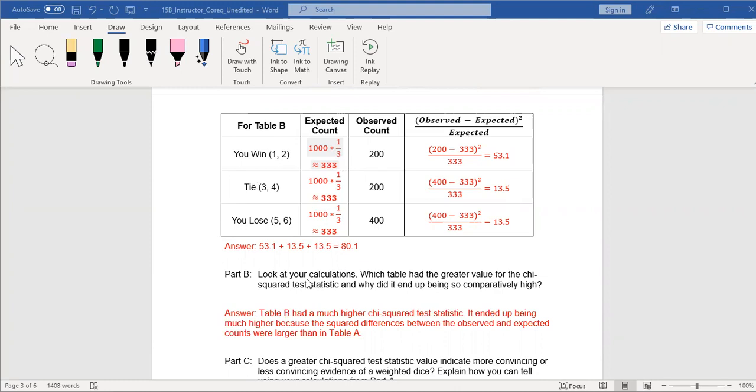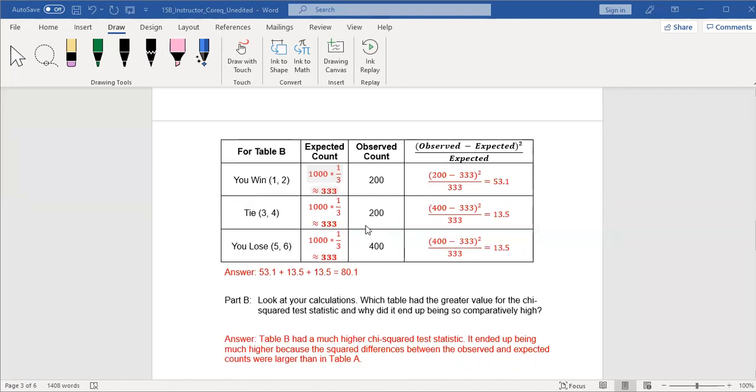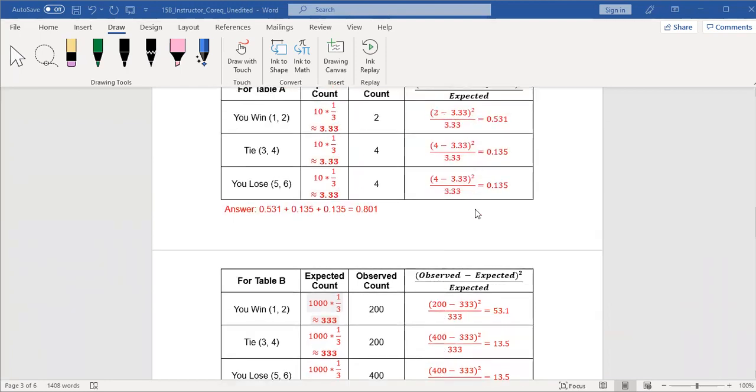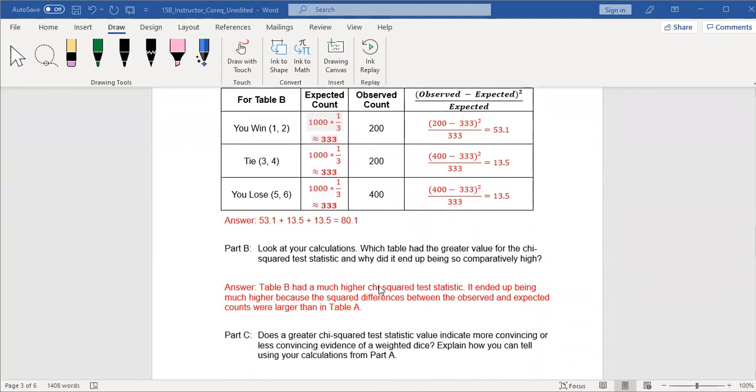Look at your calculation: which table had a greater value for the chi-square test statistic, and why did it end up being high? The answer is that table B had a higher chi-square test statistic. It's clear why: if you look at the squared differences between observed and expected counts, they are larger than the differences here. That's why you end up with a higher number.